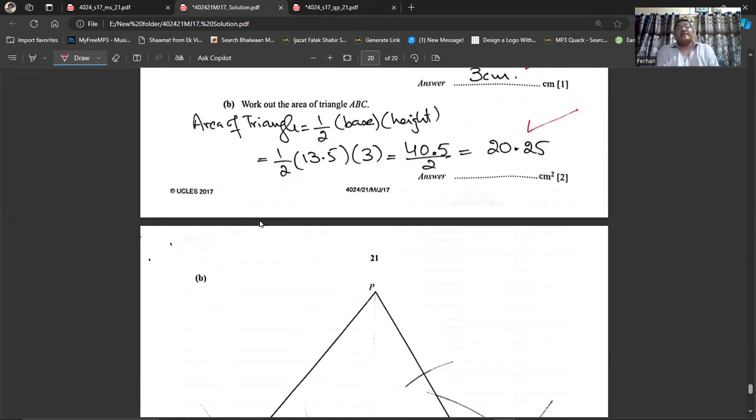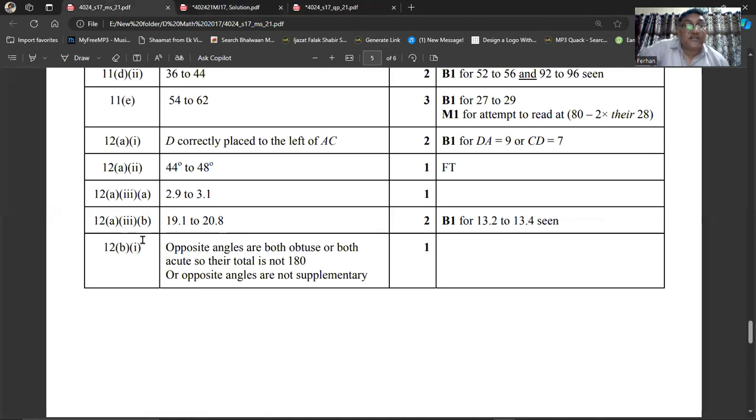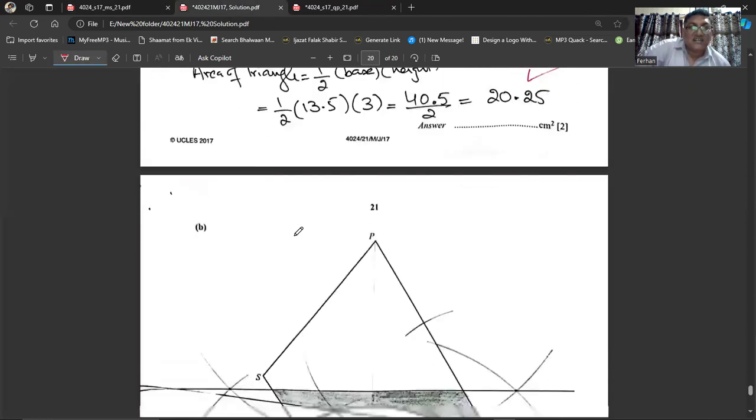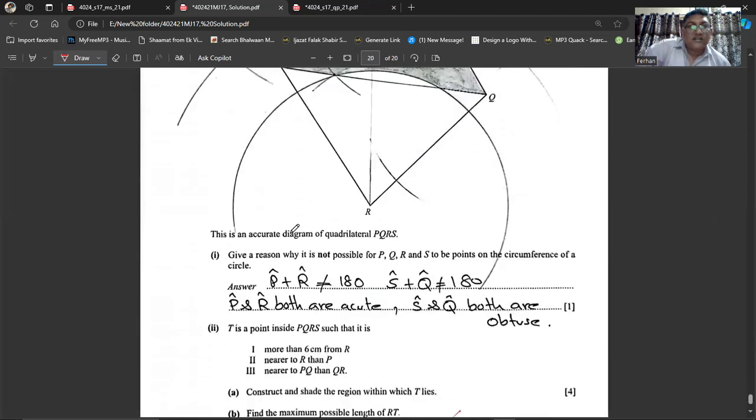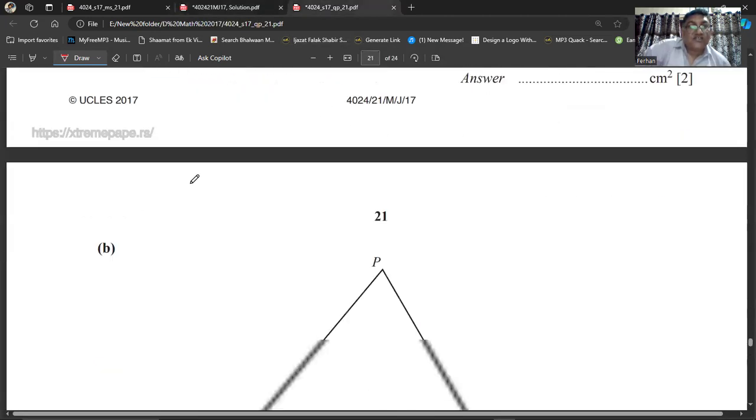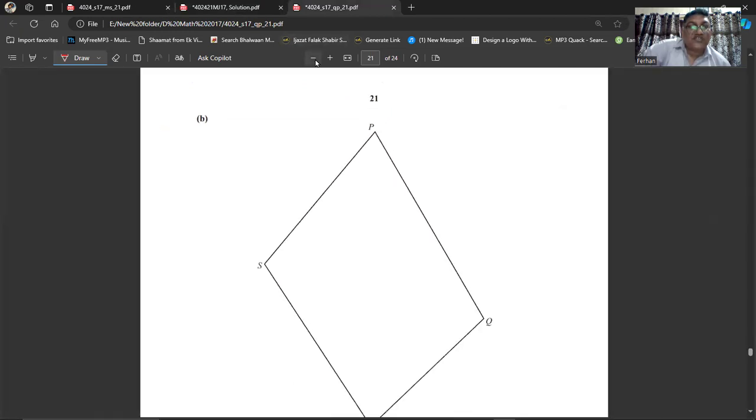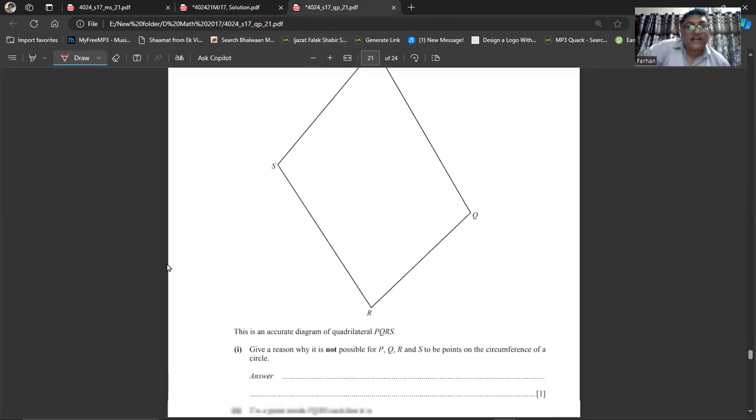So 1/2 multiply 13.5 multiply 3, that is 40.5 divided by 2, and that is 20.25 centimeter square. 20.25. So our answer is in this range. That is the right answer, sir. Okay. Here we have another. So we are going to the next part. That is question number 12, and it's B part.